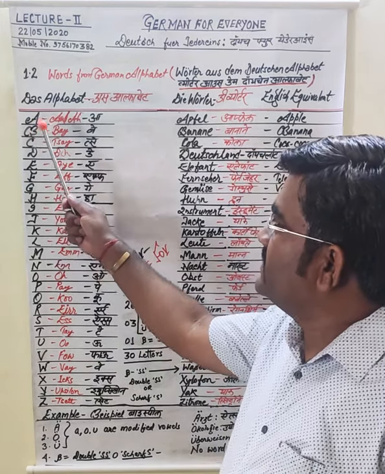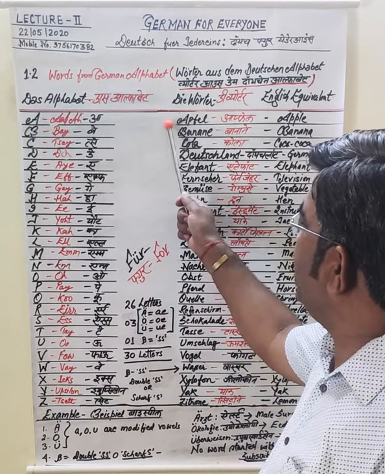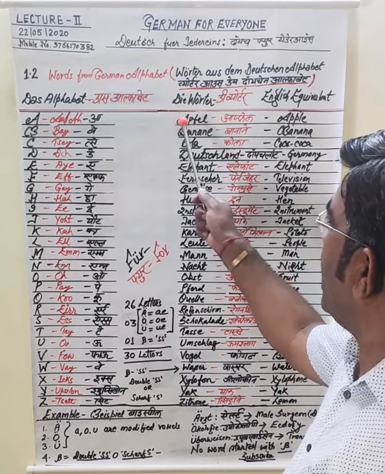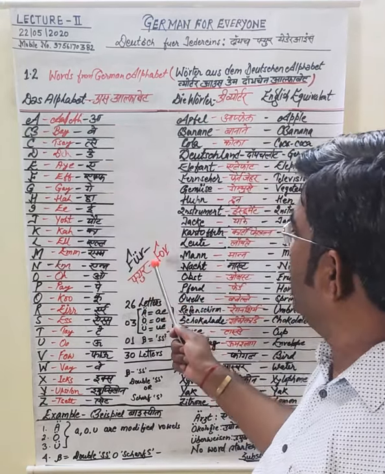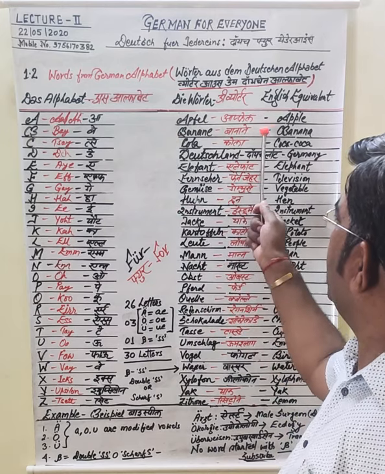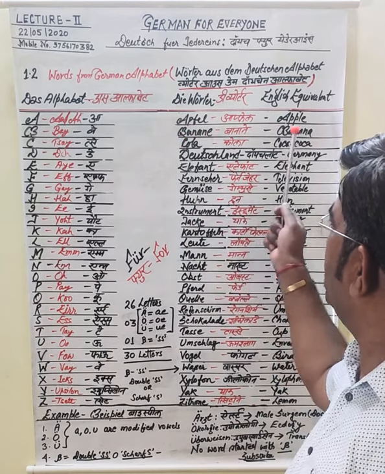A, this is not A, basically, this is A. A für Apfel. The spelling is different, like Apfel. You can compare Apfel with apple. B für Banane. Banane means banana. You can see here. Aap dekh sakte hain banana ki spelling aur Banane ki spelling.